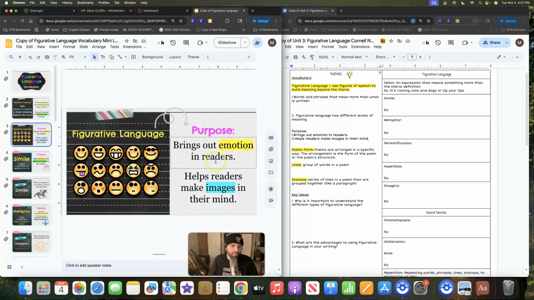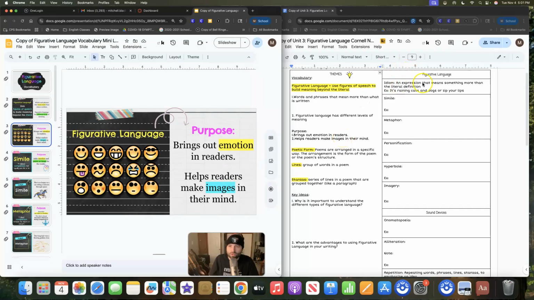Okay, so the purpose, it can bring out certain emotions in readers, but at that same time, it can help readers make images in their mind. It can do multiple different things. And these two things right here are where its purpose comes in, because its purpose is to affect the tone and the mood of the writing that you are doing or that you are reading.